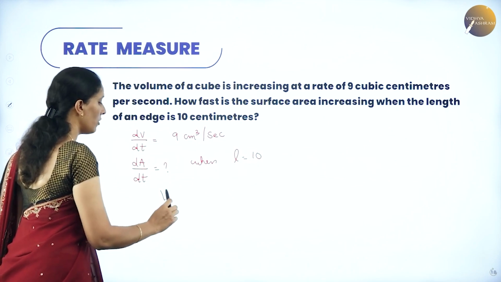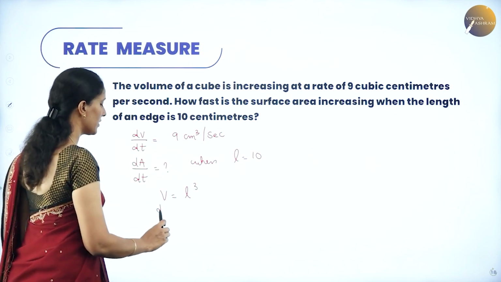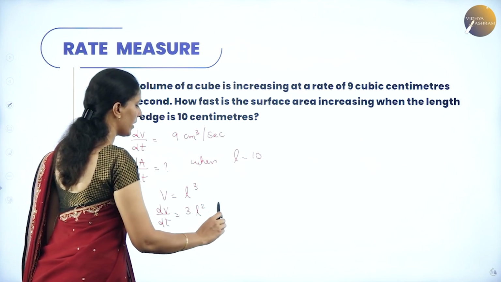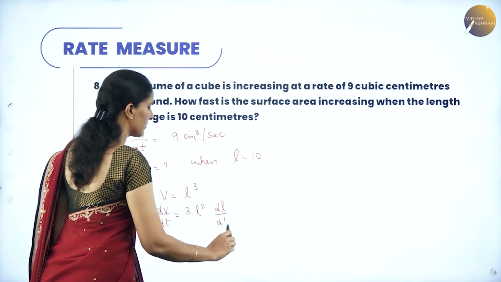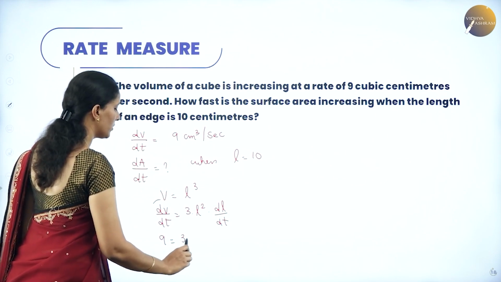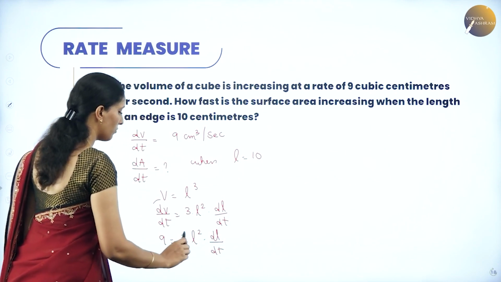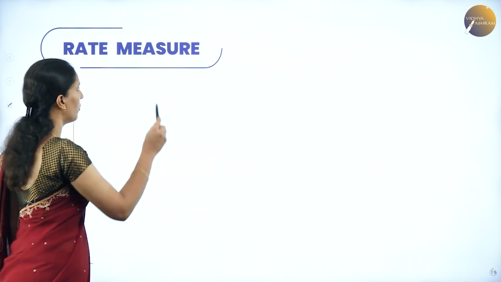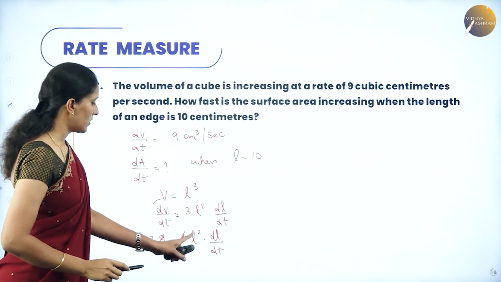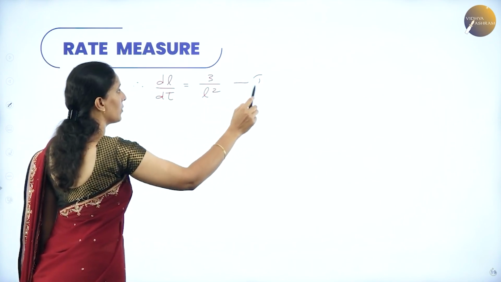We know that volume of a cube is L cube. Now let us derive it with respect to t here. So this becomes dV by dt is equal to 3 into L square into dl by dt. So now here dV by dt is given, that is 9. 9 is equal to 3 into L square into dl by dt. Now 3 ones are 3, 3 threes are 9. So therefore dl by dt can be written as 3 by L square. Take this as equation 1.